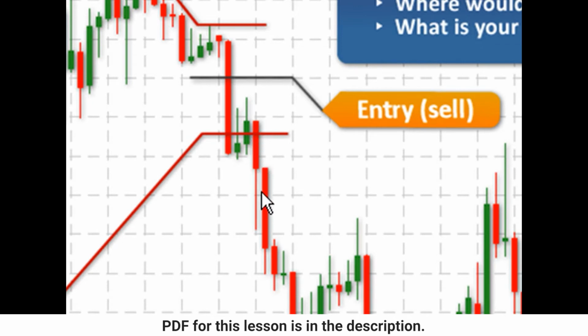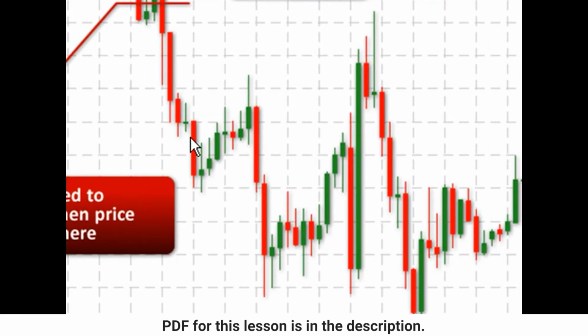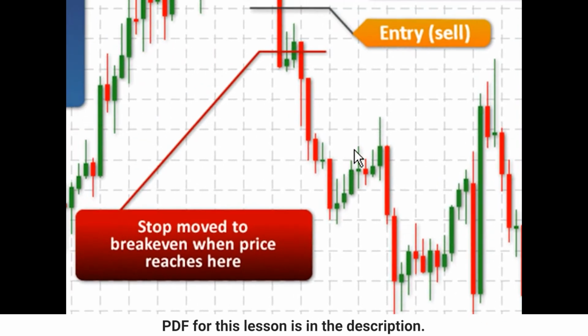Has a pivot high occurred here? No. Has a pivot high occurred here? No. With this green bar? No. With this red bar? No. With this green bar? No. With this green bar as well? No. With this red bar? Yes. Now this green bar here is a pivot high, because on the right we have a lower high and on the left we have a lower high. So our stop moves from this high here down to this pivot high.